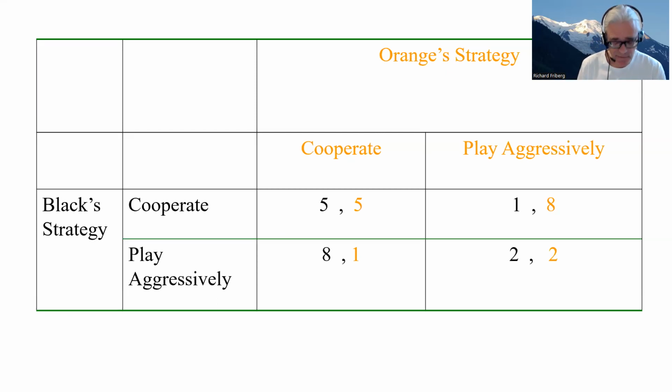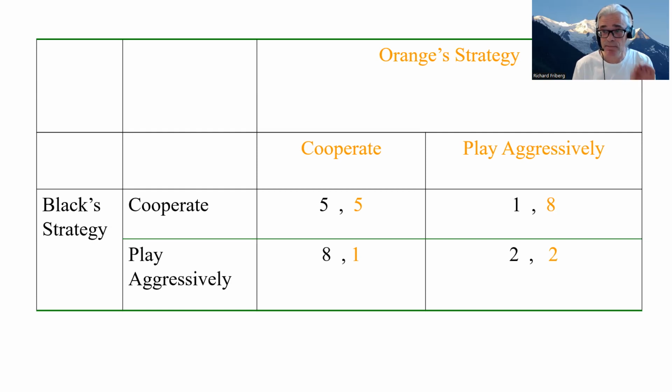So we had this previous setup here where we had two players, black and orange. We described black's strategies by the rows, cooperate or play aggressively, and we described orange's strategies by the columns, cooperate or play aggressively. So we will now want to predict what we expect the firms to do here. Well, one tool for doing that is to look at the best responses of each player to the other players' strategies.